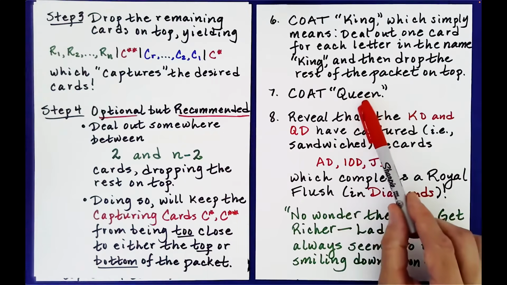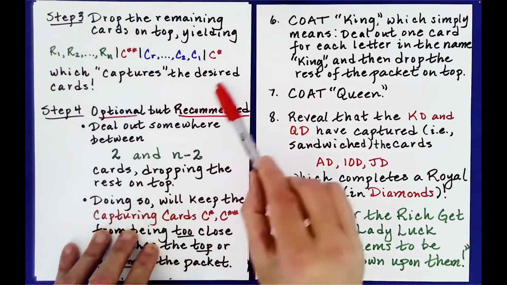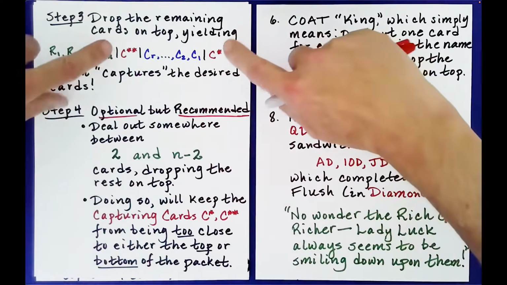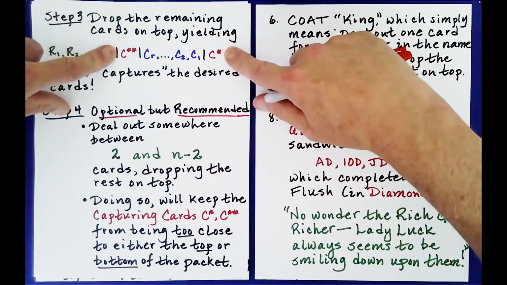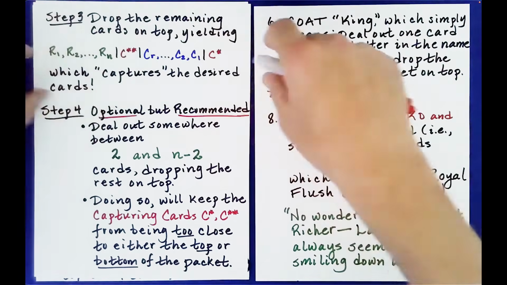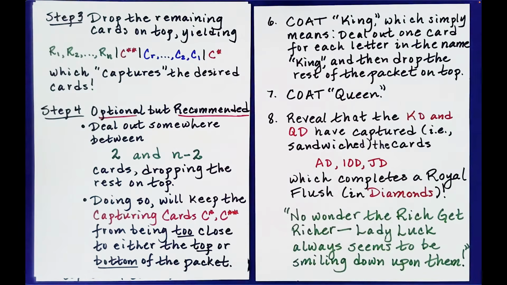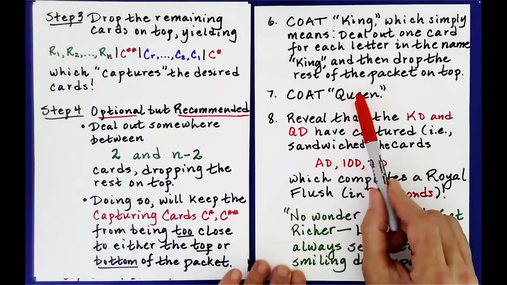So that will move a bunch of cards from here to down here. And so what it means then is your capturing cards will be located somewhere in the middle-ish of the packet, which I think aesthetically and logistically is a better place for them to be. I mean, having it at the bottom is going to raise suspicions and probably tip off the spectator as to the method. Okay, so this is a good move to make.